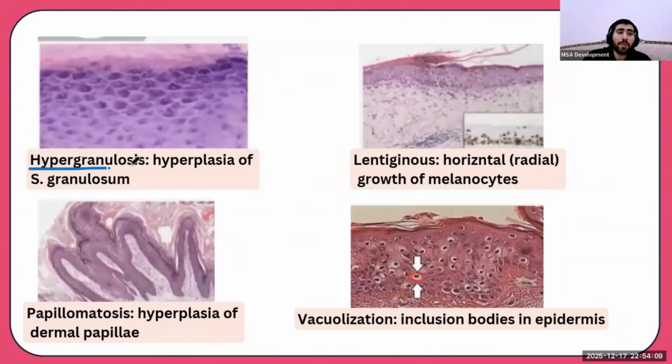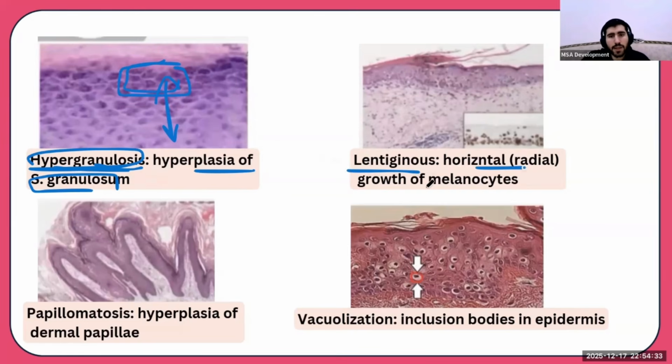We have something called hypergranulosis. We said acanthosis is hyperplasia of all the layers. Hyperkeratosis is hyperplasia of the keratin layer. Hypergranulosis is hyperplasia of stratum granulosum only. Stratum granulosum is the dark layer. It should be thin, but here it's very wide and big. That's hypergranulosis.